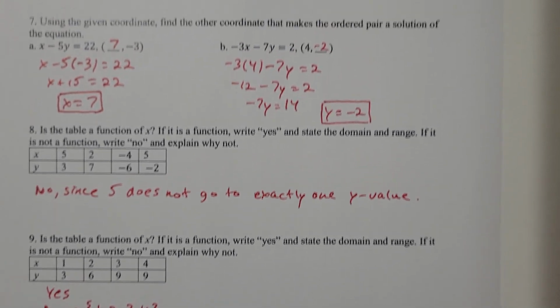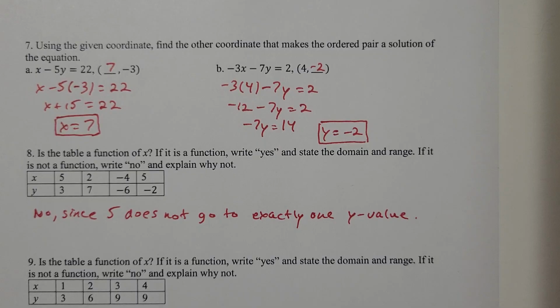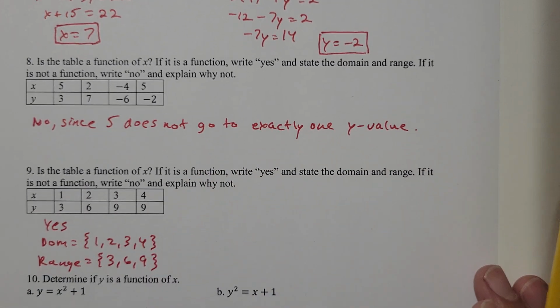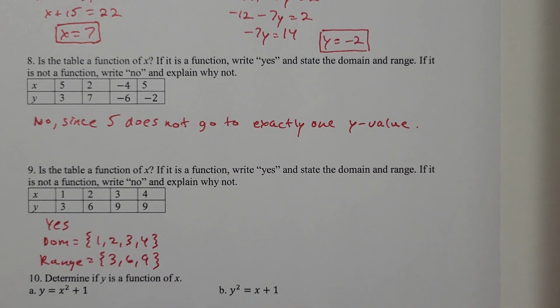So everything that we've done so far has been kind of review type stuff, you know. And we'll do that from time to time here in these notes in the class. But in problem 8, it says, is the table a function of x? If it is a function, write yes, and state the domain and the range. And if it is not a function, write no, and explain why not.